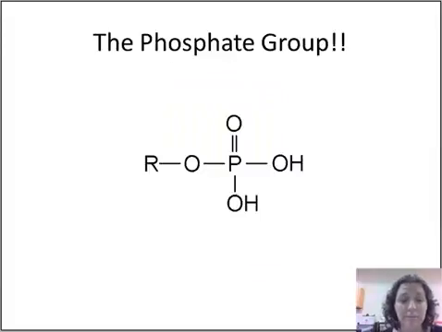Then there's the phosphate group. The phosphate group helps to connect the sugar backbone, so it connects the deoxyriboses or the riboses, depending on if it's DNA or RNA. It actually will also bond to the carbonyl carbon of one pentose to the carbon in position 3 of another. So let's take a look.